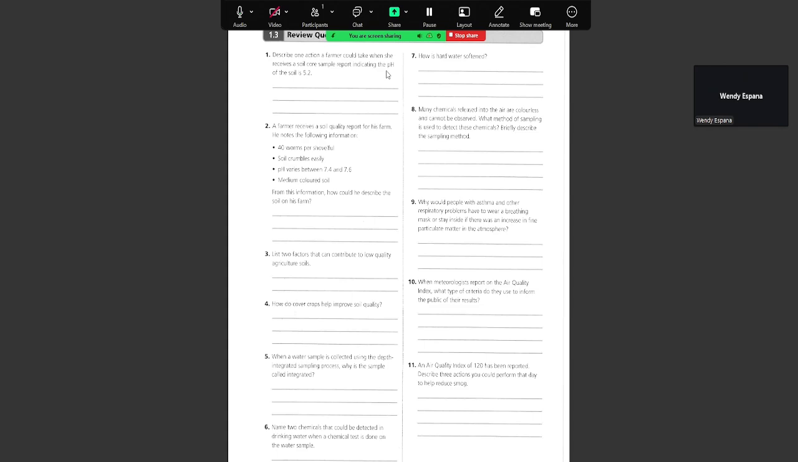Okay, question number 2. A farmer receives a soil quality report and he notes the following information. He has 40 worms per shovelful. The soil crumbles easily. The pH is between 7.4 and 7.6, and it's medium colored soil. Is that good or not? What do you think? What would you tell him? And then what would you say that he should do? Leave it, it's good. Maybe do some of the methods we talked about to improve that.